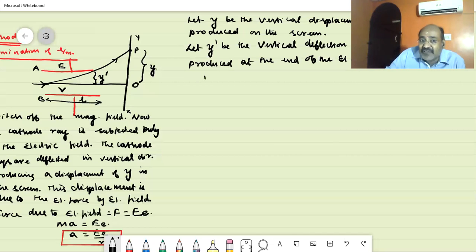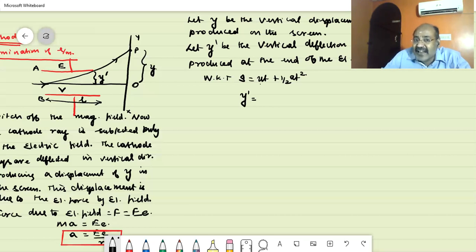We know the equations of motion. We know that S is equal to ut plus half at square. Use this formula to calculate the vertical displacement at the end of the electrical field. So S is considered to be y dash. Initial vertical velocity is 0, since it is going in the horizontal direction, so this term will become 0. Half into acceleration, which in the previous line we calculated as E into E divided by M, into T square.